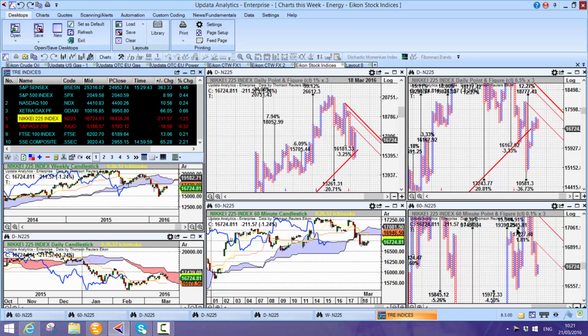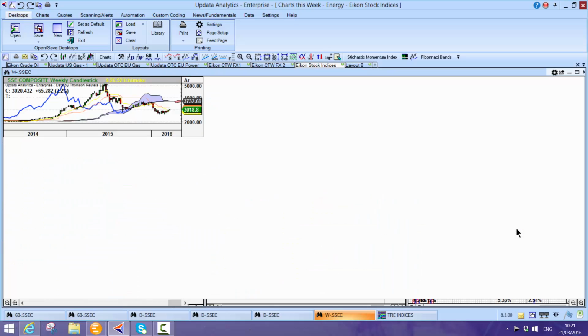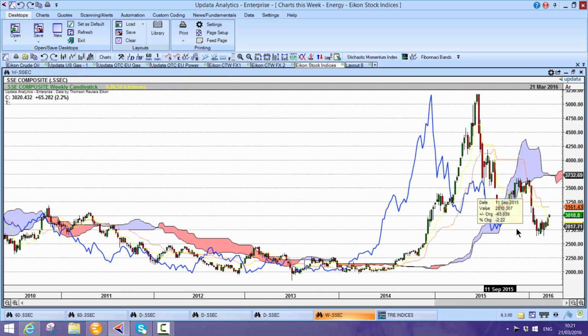Of course, the market that caused a lot of problems towards the end of last year and the start of this year was China. China is really interesting at the moment. We see here that we are just finding support in the cloud on the weekly chart. Of course, China's got a lot of work to do to stay above this cloud, and it won't take too much for it to wander out.